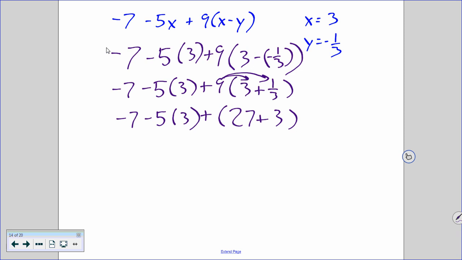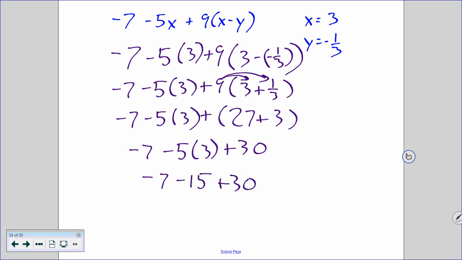So anyway, it's going to be 30, negative 7, minus 5 times 3, plus 3. Negative 5 times 3 is going to be minus 15. Negative 7 minus 15 is going to be negative 22. And negative 22 plus 30 is going to be 8. Okay, good. So like I said, you don't have to distribute there, but it would be in your best interest, I think, to make your life a little bit easier.